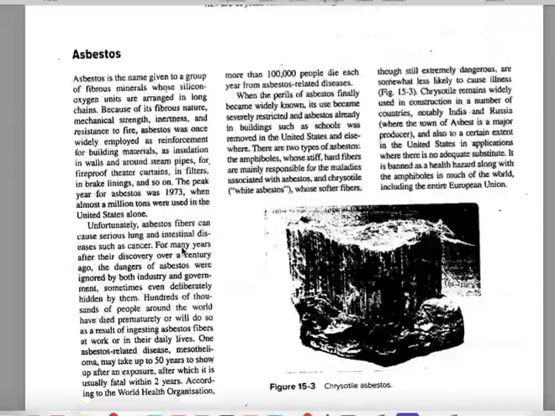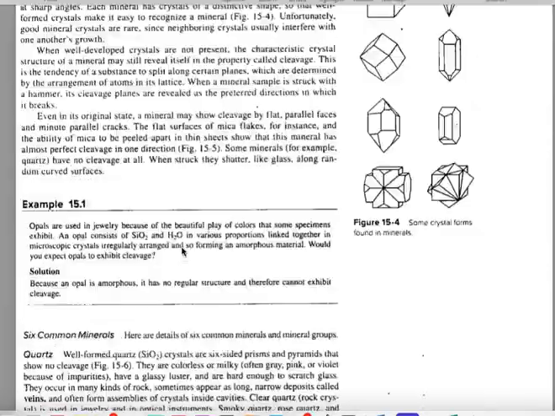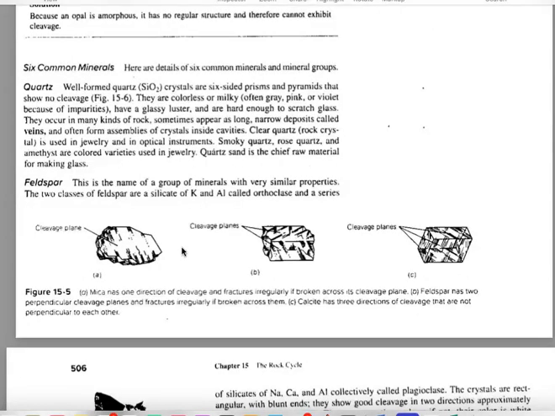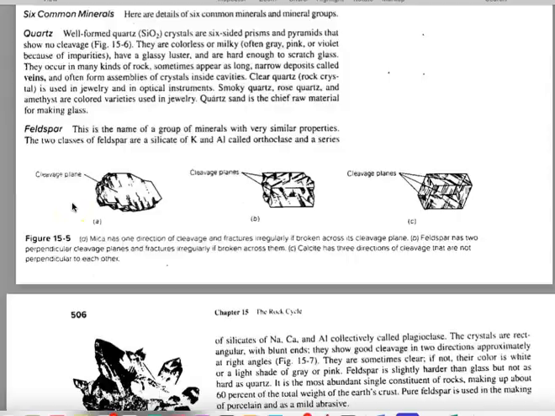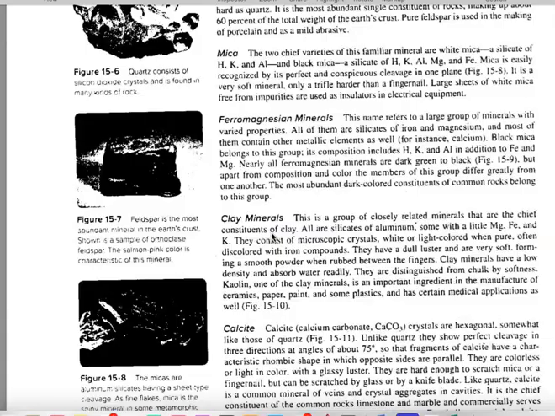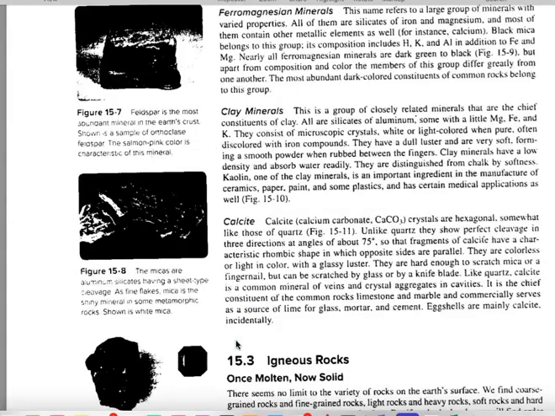Okay, this material that I'm going through quickly here will be online, and you'll be able to read through it. So these are the 6 common minerals. Quartz is a mineral, and its structure is silicon oxide. Feldspar is the name of a group of other kinds of minerals. So you have quartz, you have feldspar, you have mica, ferromagnesium minerals as well, and clay minerals and calcite. Those are the 6 types of minerals that I want you to know about.